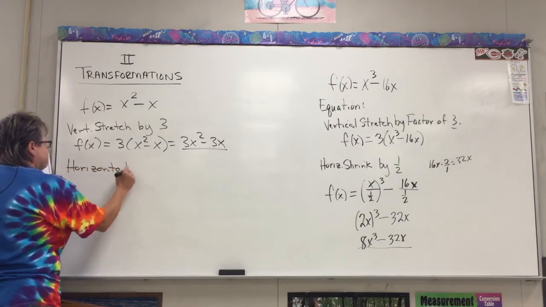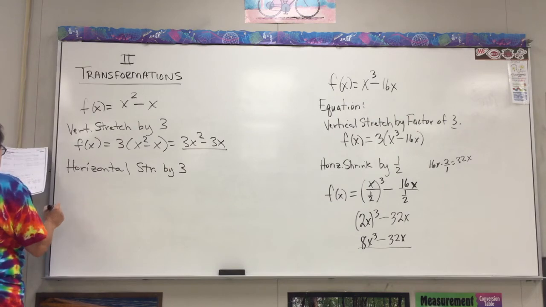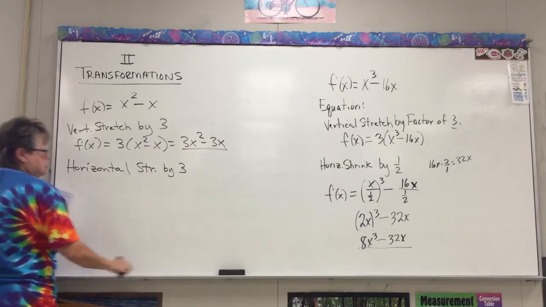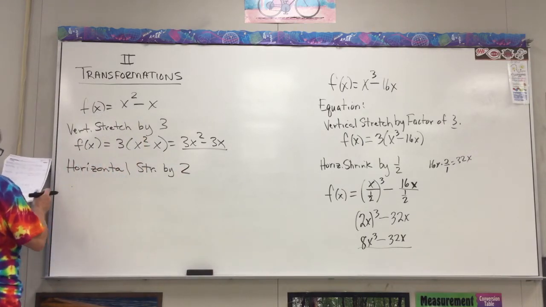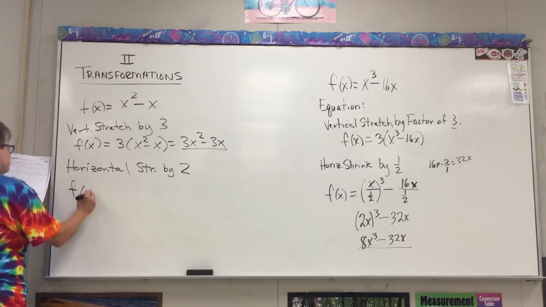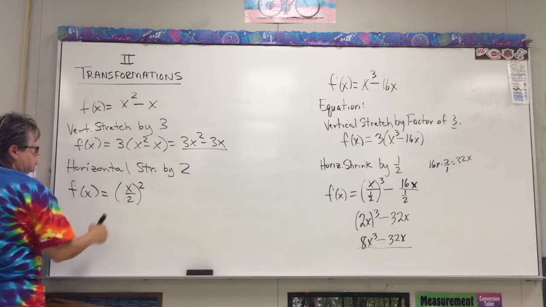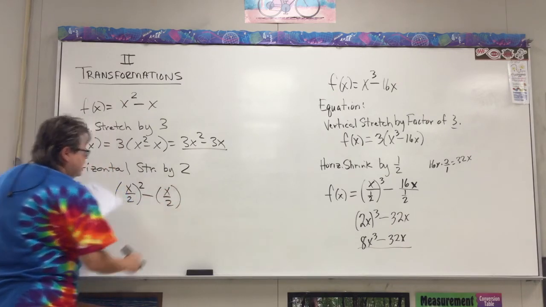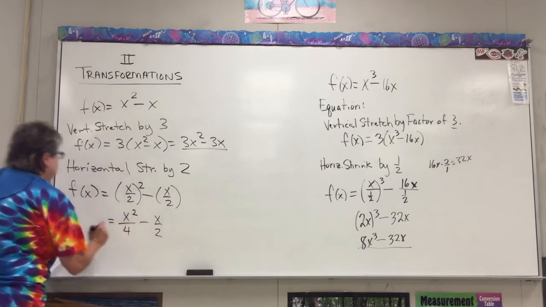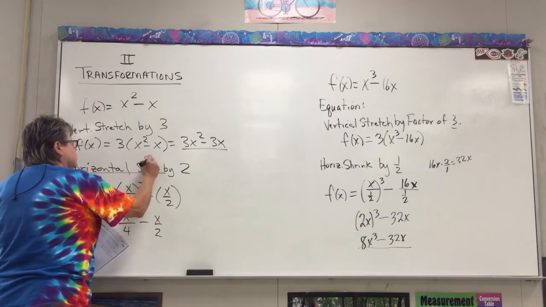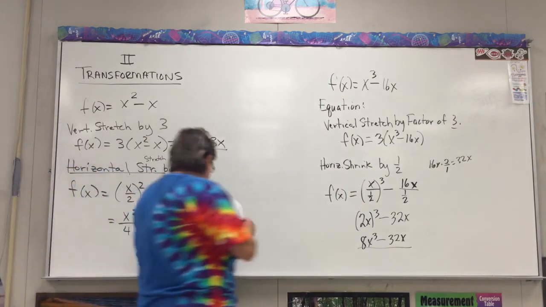Horizontal stretch by 3. Let's just not do 3 again. You're going to get tired of 3s in your notes. How about 2? Let's mix it up a little bit. If we do a horizontal stretch by 2, let's do x over 2, quantity squared, because x was here, we're putting in x over 2, minus x over 2. If we work that out a little bit, x squared over 4 minus x over 2, that would create a horizontal stretch by 2.